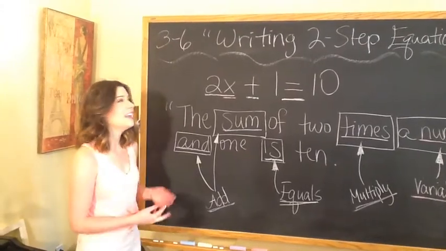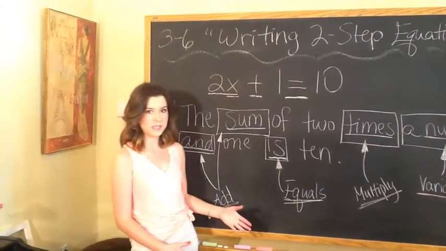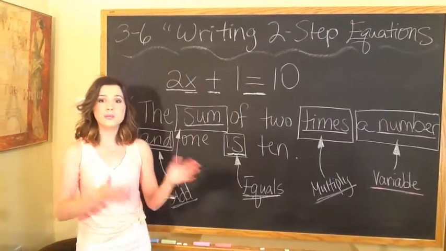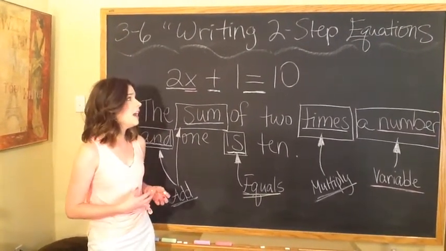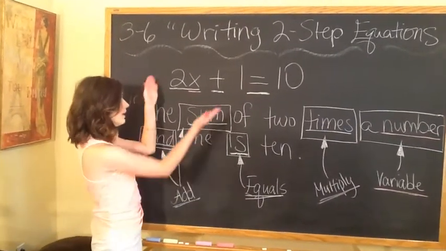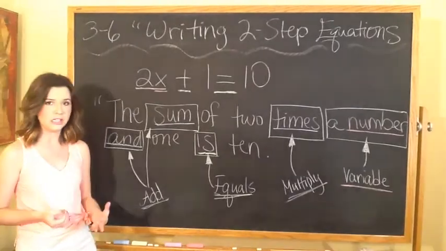Lesson 3-6. Today we're going to be talking about writing two-step equations. So last lesson we went ahead and we solved them and we went through all of the steps. But this time we are going to be looking at word forms and we are going to be able to turn them into equations and expressions.